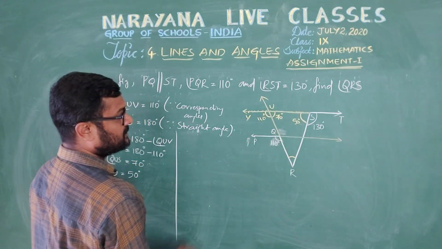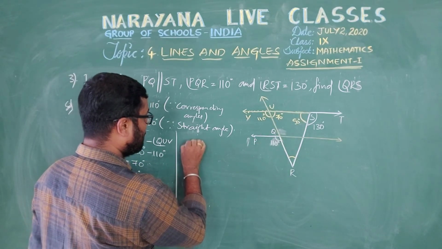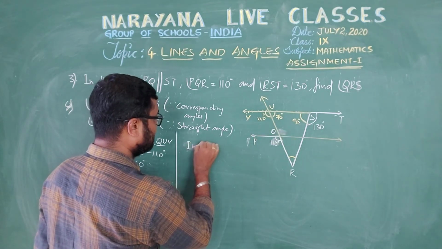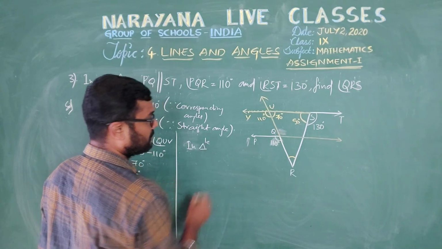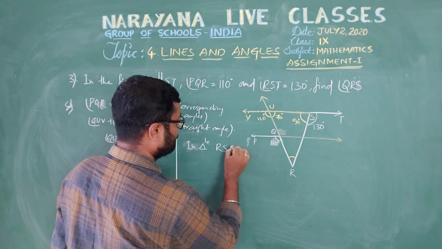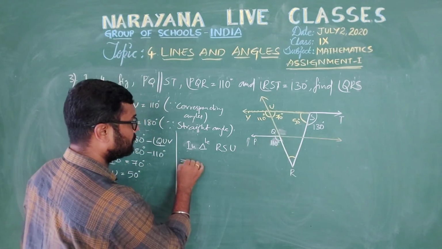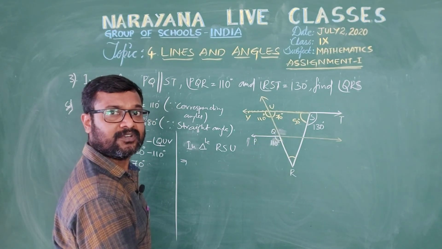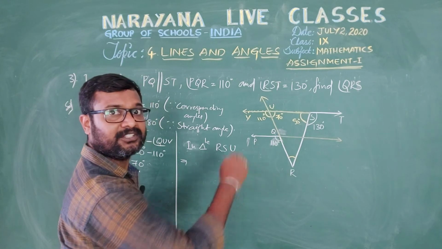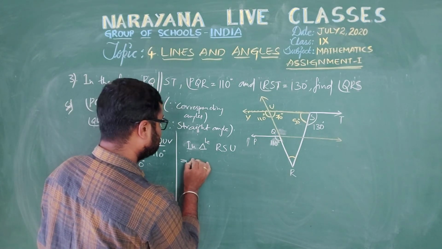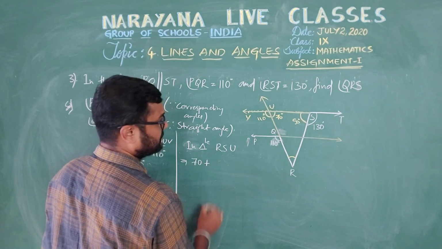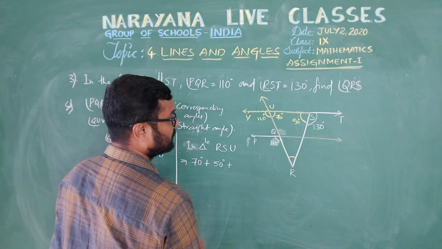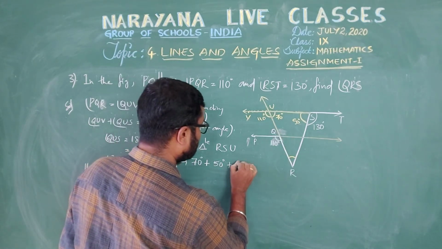Now see, if you take this one, that is RS, this forms a triangle. In triangle RSU, the sum of angles should be 180 degrees. One of the properties of a triangle is that the sum of angles should be 180 degrees. That is angle 70 plus angle 50 plus this angle QRS.